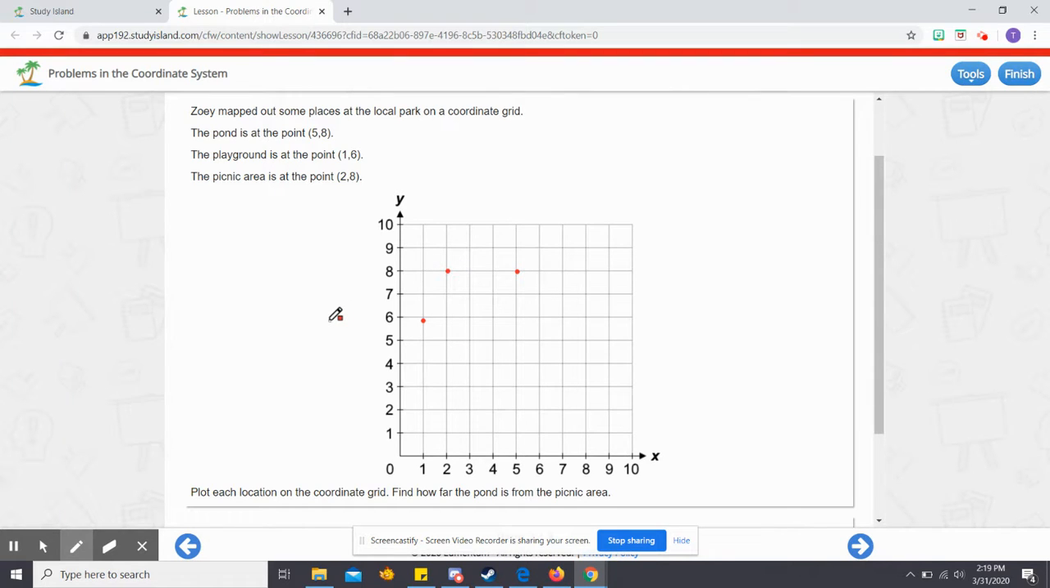Okay? So it wants us to find out how far the pond, which was (5, 8), right, is from the picnic area. Okay, and this is my picnic area. I'm just going to write pick on it, make it fast. Okay, so because they're in a straight line, all I have to do is count the units in between. So I start here, 1 unit. So each little box is 1 unit over. 2, 3. Okay, so it should be 3. And that is how we answer with guided practice, finding the distance in between.